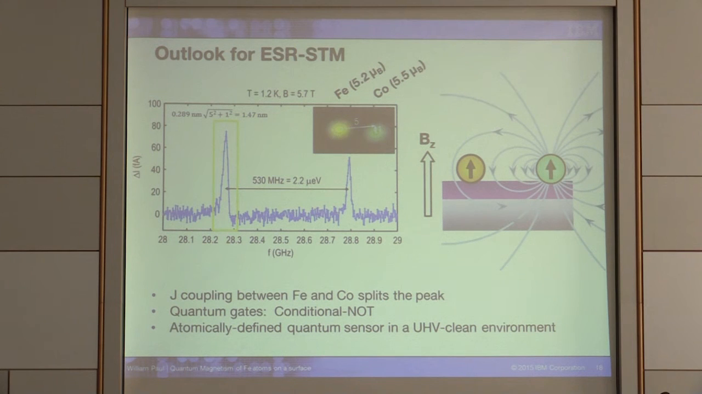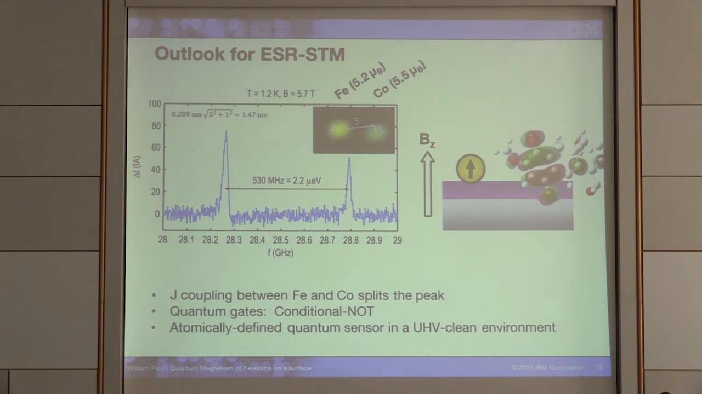And this also suggests that we could continue to do quantum gates with this kind of thing, where we conditionally flip the iron based on the state of a neighboring atom. And we might also be able to use this iron atom on the surface as an atomically defined quantum sensor in a UHV clean environment on a surface. And maybe we can also use atom manipulation to place it nearby molecules and so on, and measure these couplings via the ESR line frequency.